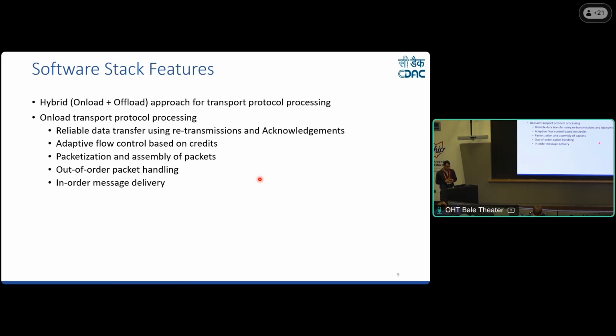As I said, the message will be divided into packets. So packetization will be done by the software stack, and the assembly of the packets will be done on the receive side. Since it is a torus network, packets may come out of order, so we need to implement out of order packet handling. Since we have implemented out of order packet handling, in-order message delivery is guaranteed.